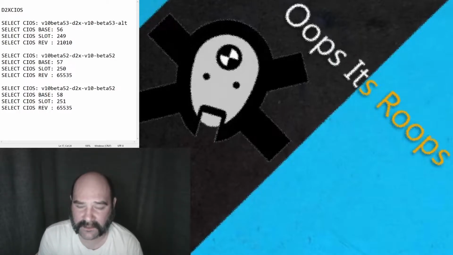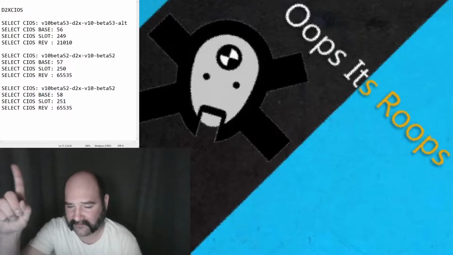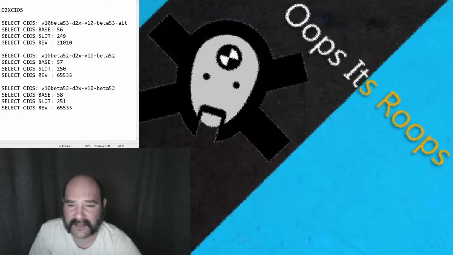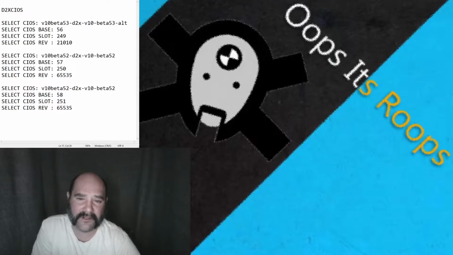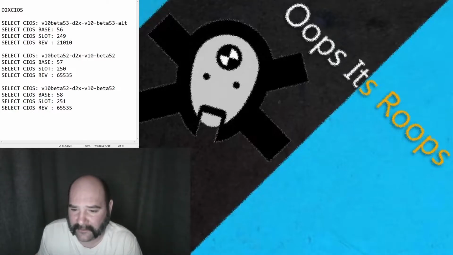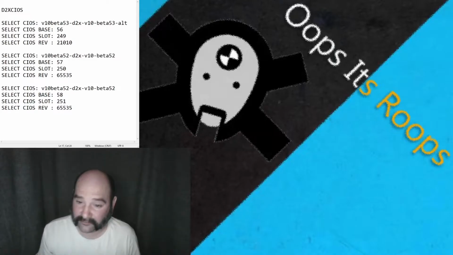To start out, if you've gotten this far and you're messing with WiiFlow, you already know what D2X CIOS is. I'm just going to cover the settings I've got mine set up on. CIOS V10 Beta 5.3, Base 56, Slot 249, Revision 21010, and it's right above me here if I read through them too fast for you. V10 Beta 5.2, Base 57, Slot 250, the highest revision 65535. CIOS V10 Beta 5.2, Base 58, Slot 251, Revision 65535. So that's just the basic setup of how the CIOS is on mine, and I have WiiFlow working.